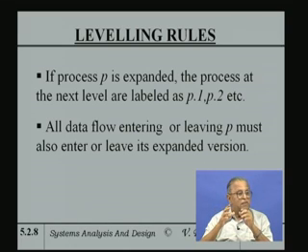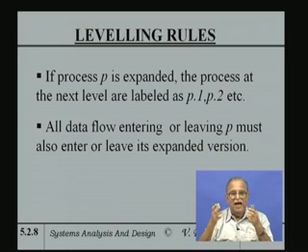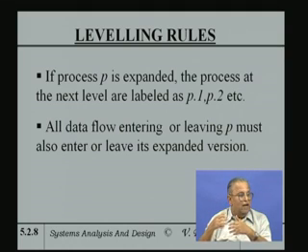One is the process P is expanded, and the processes at the next level are labeled P.1, P.2 and so on. In other words, I said 1.1, 1.2, 2.1, 2.2 and so on. The whole idea is nothing but labeling, to know that it belongs to a high level number 2 and it goes to lower levels.